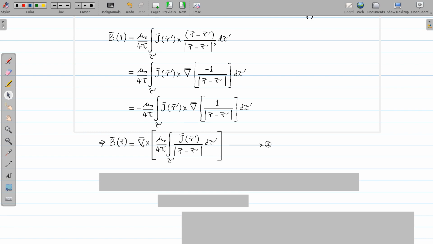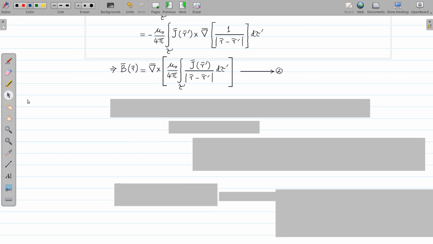So when I take it outside, then an additional minus sign is going to come because there is a cross product here. So that minus sign and this minus sign will together give us a plus sign. So that gives us this overall quantity. So we'll have a curl, this nabla coming outside crossed with whatever is left, that is mu naught by 4 pi, the integral of J by modulus r minus r prime. Okay, so this B is written as curl of this entire quantity. So this is equation number 2.